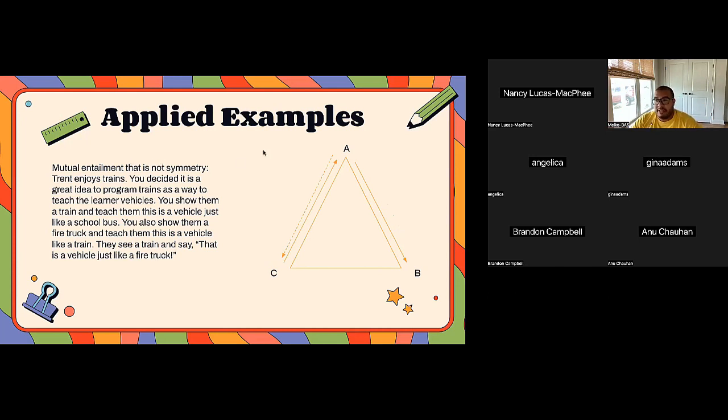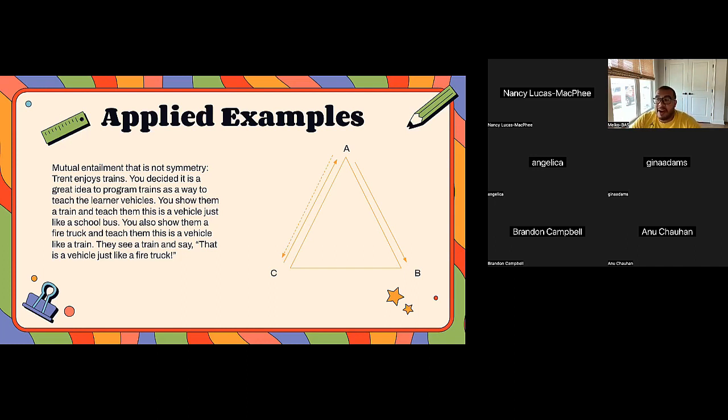Trent enjoys trains. You decide it is a great idea to program trains as a way to teach the learner vehicles. So here we're obviously doing some categorization. You show them a train, so this is A, and teach them that this is a vehicle, just like a school bus. So I've taught you that a train is the same as a school bus. This is A to B, it's taught, so we don't have any reversibility.